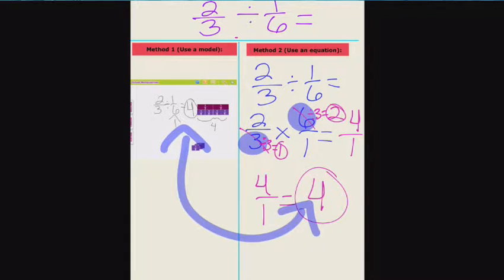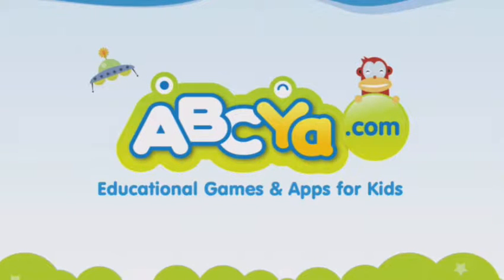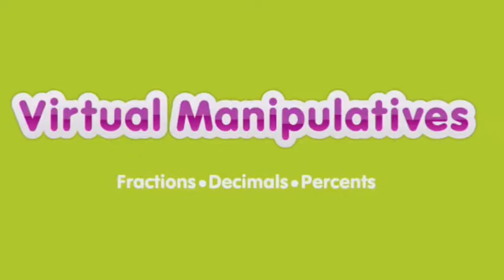Okay, let's try another one. All right, now we've got 3/4 divided by 1/8. Let's go ahead and pull that up here in virtual manipulatives.